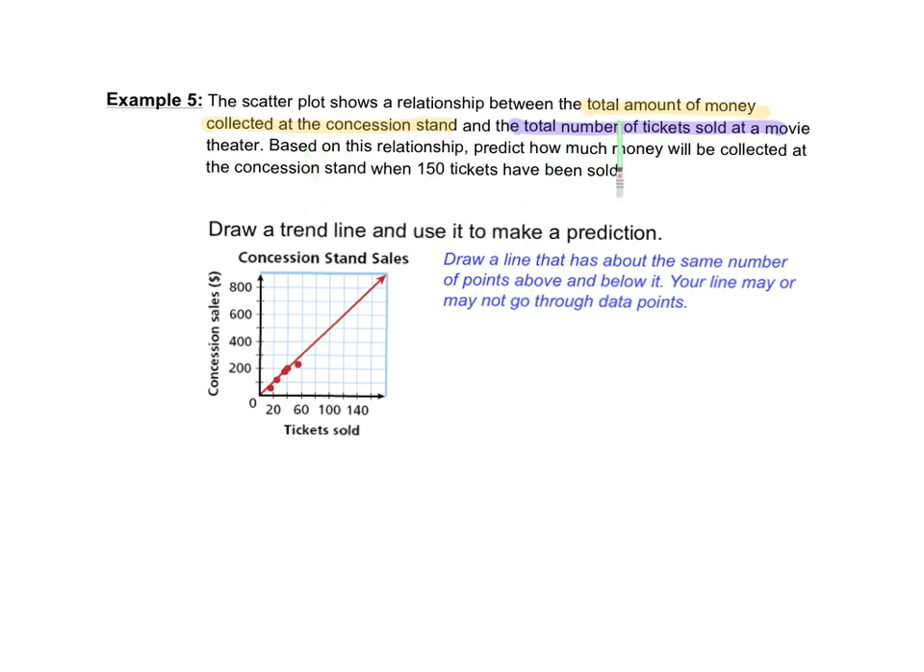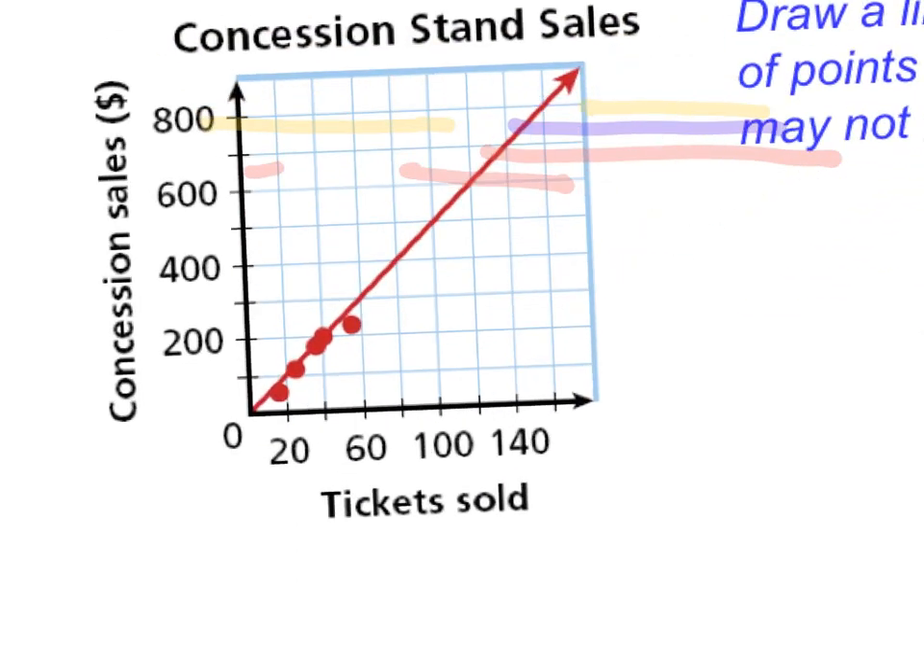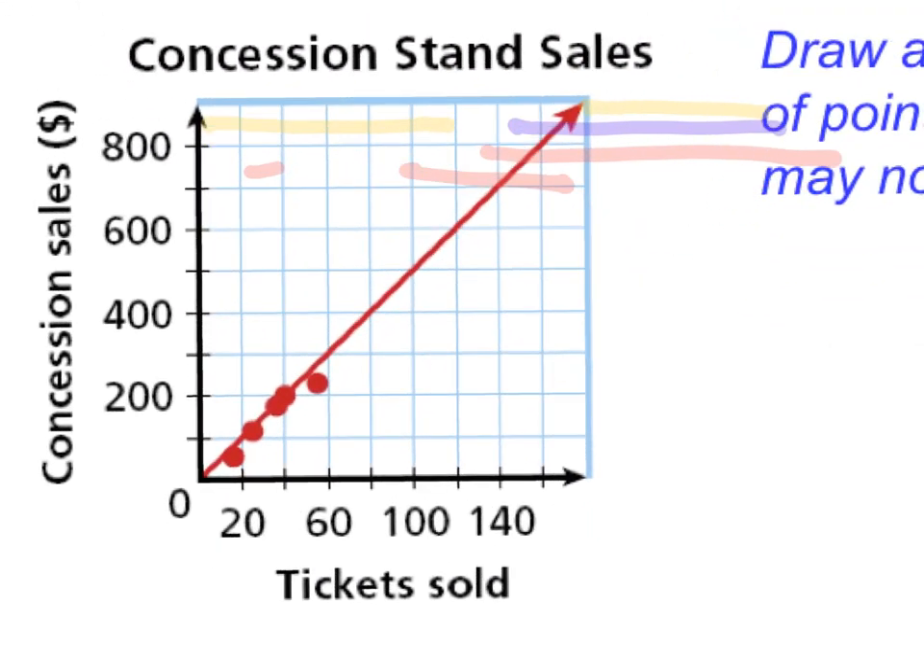And they want to know, to predict how much money will be collected at the concession stand. So this is actually what they're asking us. Predict how much money will be collected at 150 tickets. Well, if we look at our little graph, this is 100 tickets, this is 140, it looks like they're counting by 20s, so 60, 80, 100. So if this is 140, this is going to be 160. That means that 150 would be right about here if this is 160. And if we go up, it's going to be right about here.